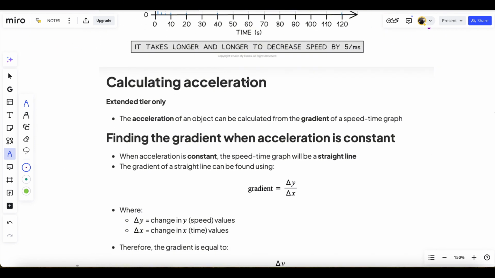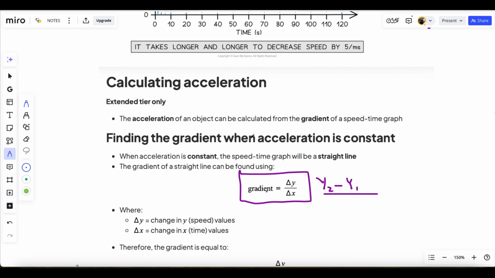Now, calculating acceleration. How do we calculate acceleration in a speed-time graph? We calculate the gradient. Gradient, remember, is change in y over change in x. Change in y means y2 minus y1, and change in x means x2 minus x1, right? So this is what we use.